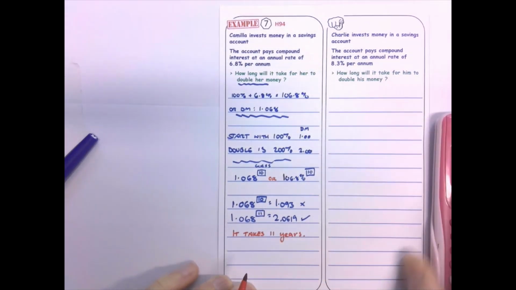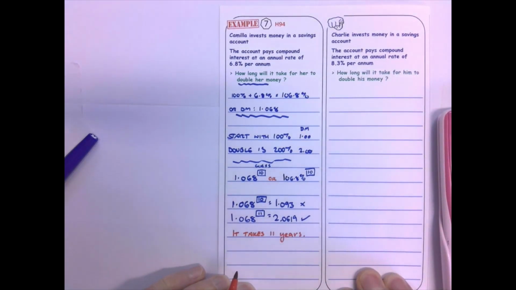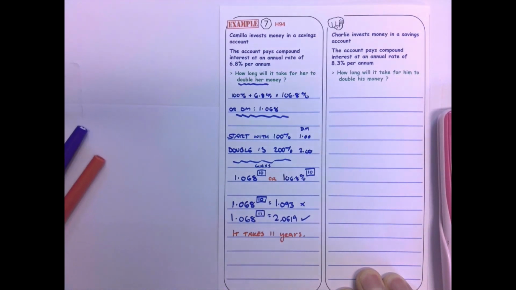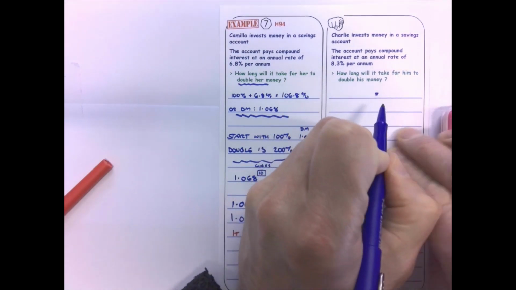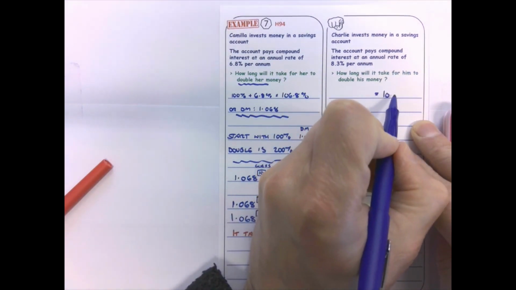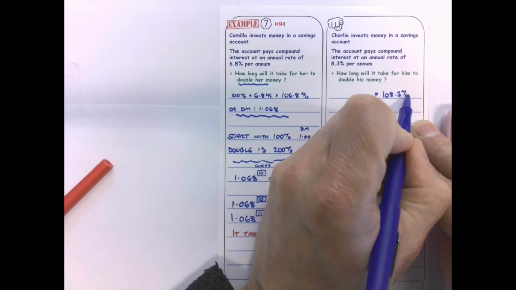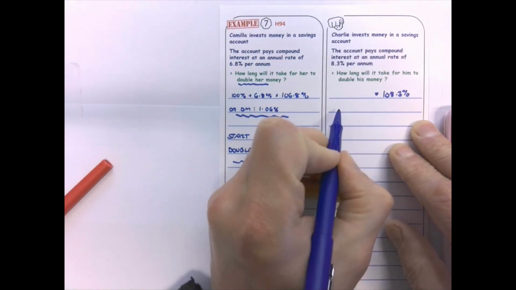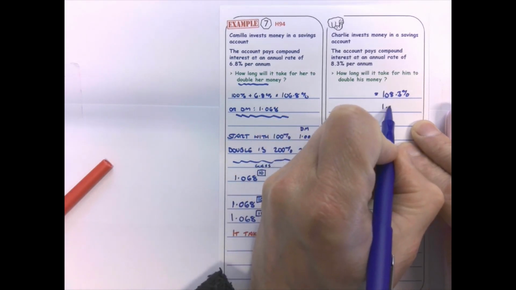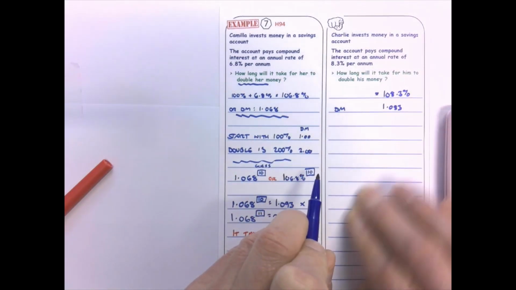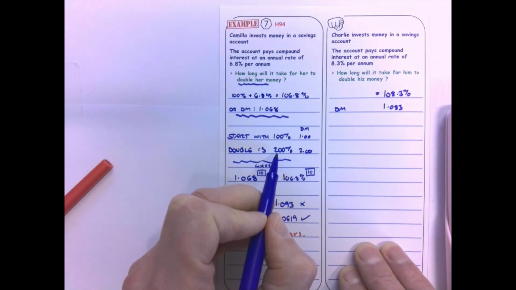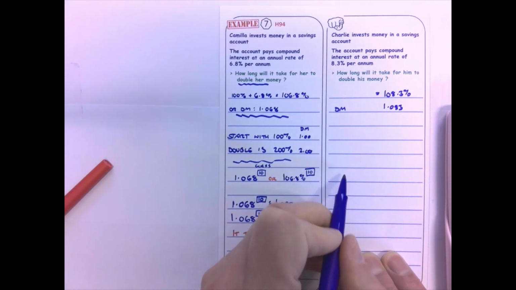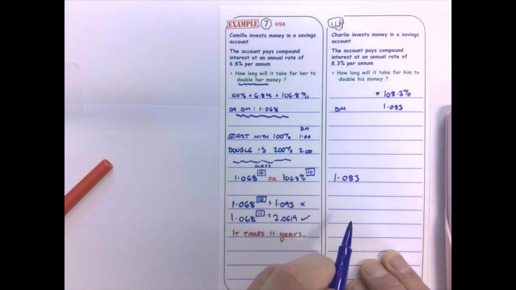Right, I've had a go, you can have a go. Righto, so let's go through that then. So back up here, our percentage is going to be 108.3% every year, and the decimal multiplier for that will be 1.083. So we start with 100%, we need to go to 200%, so we're going to have 1.083.